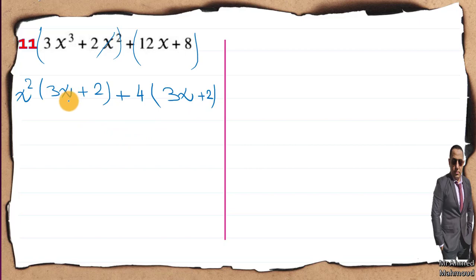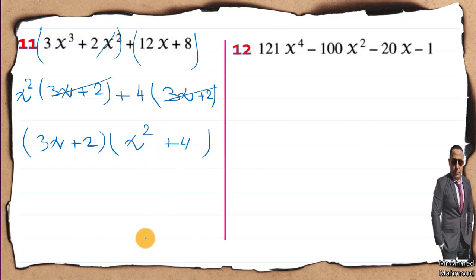Okay. Here the two brackets are the same, 3x plus 2, 3x plus 2. So I'm going to open two brackets, 3x plus 2, and here x power of 2 plus 4. So of course x power of 2 plus 4 has no factorization because this is plus not minus.